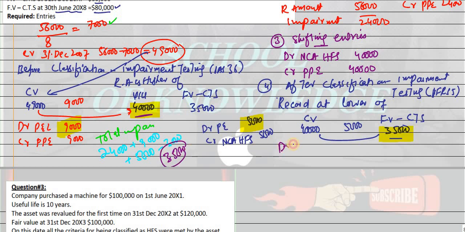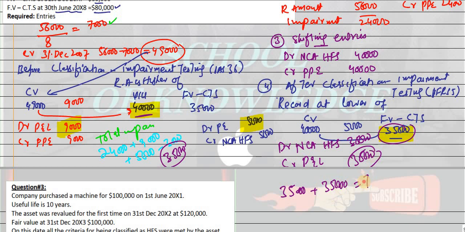So it means that debit will be non-current asset held for sale, and credit will be profit and loss, but the amount will be 35,000. Okay, 35,000. Now the asset will be reported at what amount? The first amount is this one, 35,000 plus this amount, so the total will be 70. The asset will be reported at 70,000.